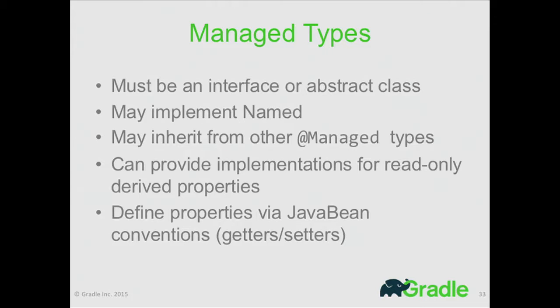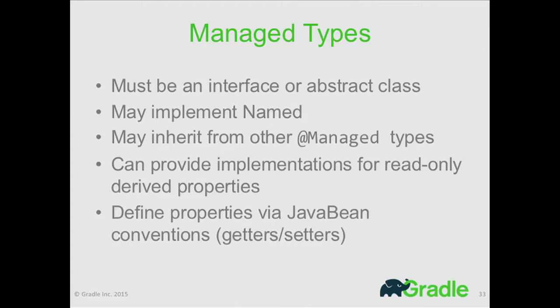It may inherit from other managed types. So managed types may have a class hierarchy. That's perfectly fine. And it can provide implementations for read-only derived properties. And really we mean by this computed properties. So if I had a person type and it had a first name and a last name, I could have a get full name property that returned the value of first name and last name. I can't have a setter. It's just a getter.